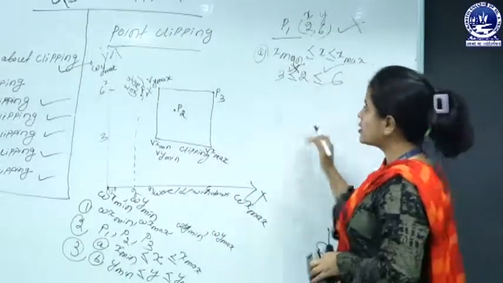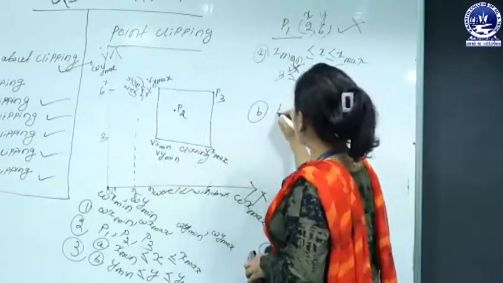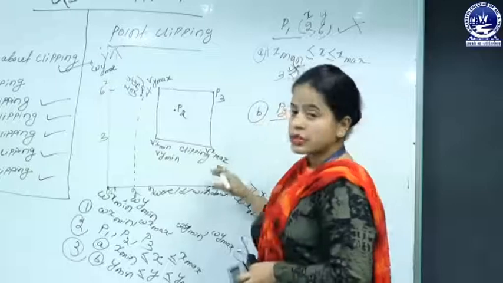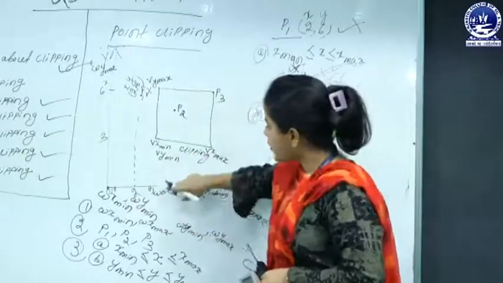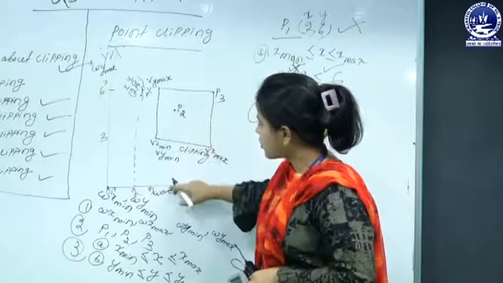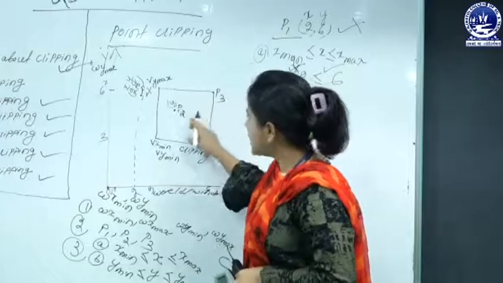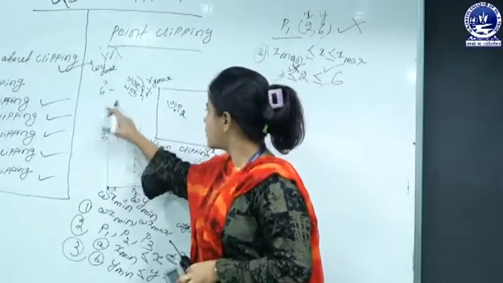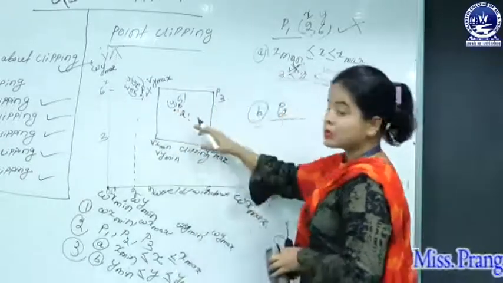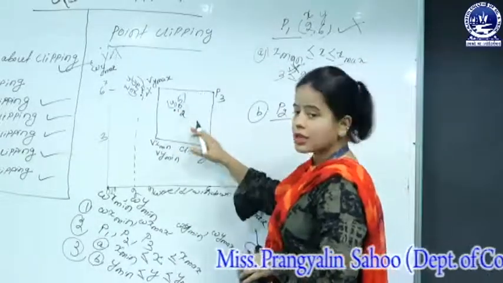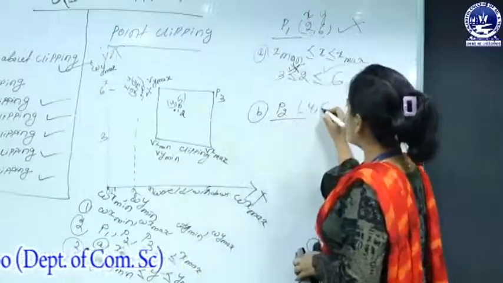Okay, so now to check the next pixel point. Here is the next pixel point, P2. Now to find the P2 pixel position value of the x coordinate and y coordinate. Suppose the x coordinate of the pixel point P2 is 4, and similarly the y coordinate of the pixel point is, suppose, 5. Okay, so now to check whether these pixel points are present inside the clipping window or not. So now to check the pixel point 4 and 5.